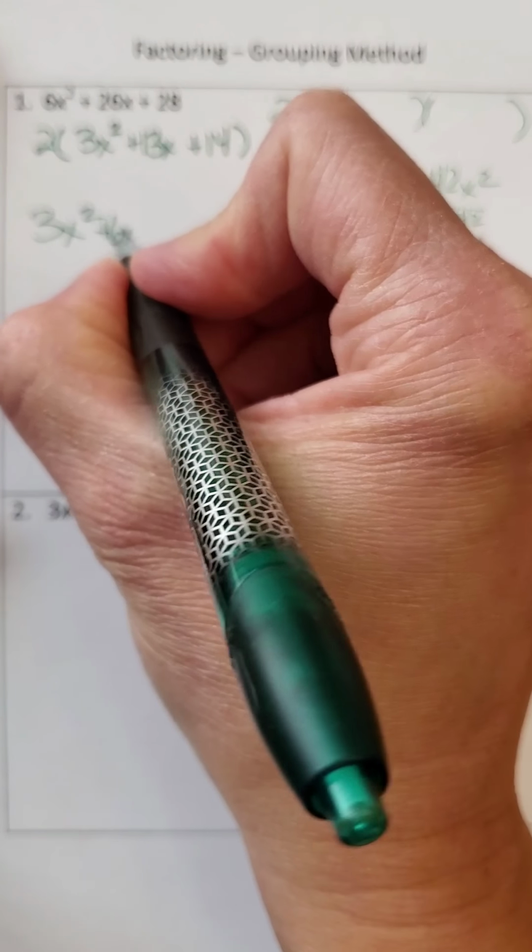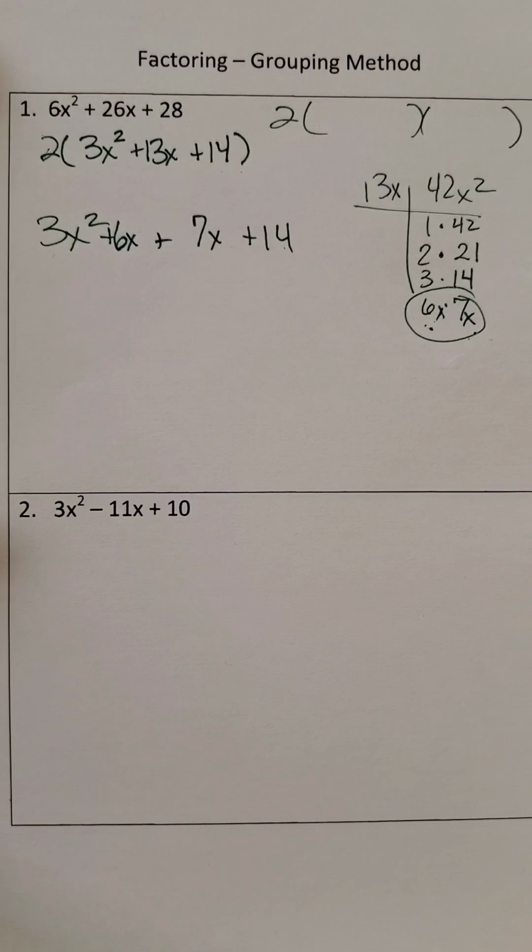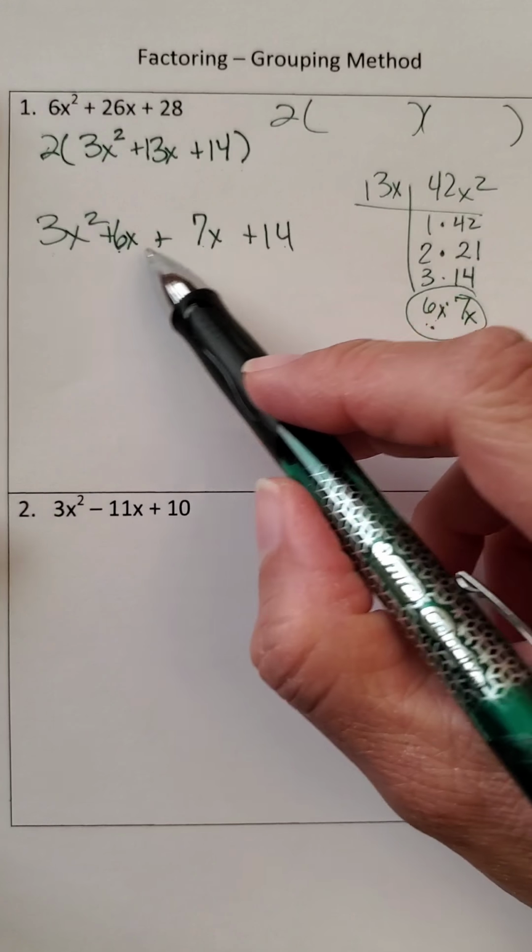If you did it the other way, you could still get the right answer. It just might not be quite as easy to figure out. You wouldn't have maybe as much of a greatest common factor or a different one. But I just like to do it that way. Okay, so that's the first step of the grouping method, to find those 2 numbers.